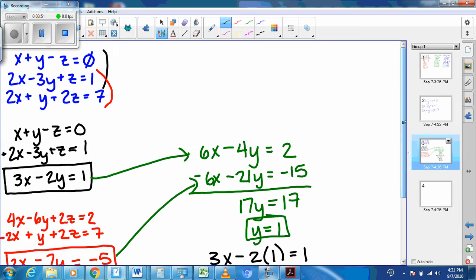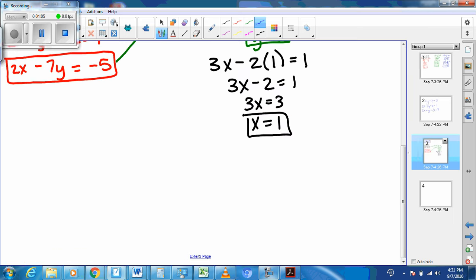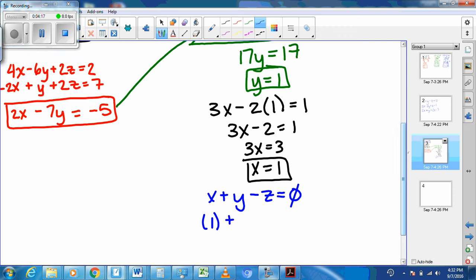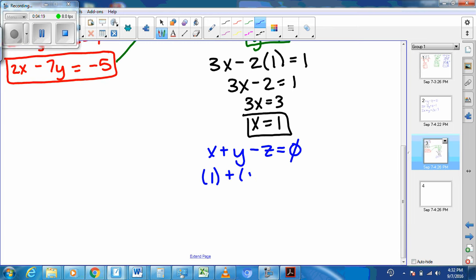z is going to come from way up at the beginning. I'm going to choose one of these equations, and I'm going to plug x and y in, and I'm going to be able to find z. So I'm going to use this one, x plus y minus z equals 0. So come on down here. Let me rewrite. x plus y minus z equals 0. But I already know what x and y are. I know that x is 1 plus y is also 1 minus z equals 0.